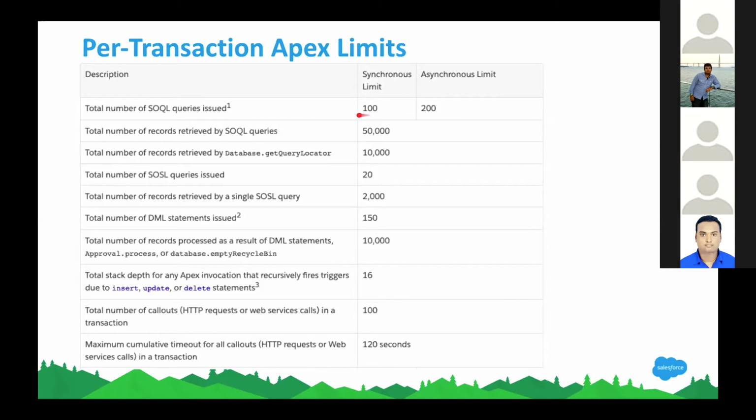For a synchronous transaction, the SOQL query limit is 100. You can't have more than 100 SOQL queries. For an asynchronous transaction, you cannot have more than 200 SOQL queries. For each transaction, SOQL queries can return only 50,000 records, not more than that. If we end up with more than 50,000 records, Salesforce will throw an error. Those are the SOQL limits and the total number of records that can be returned via SOQL queries.